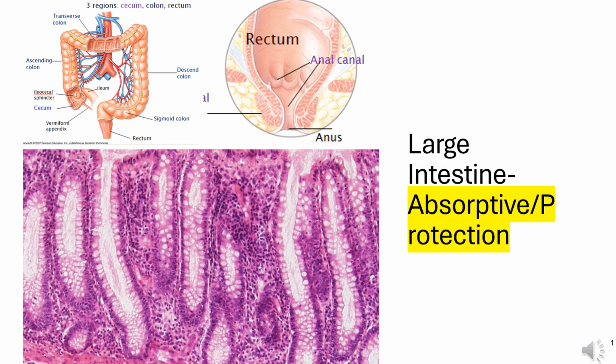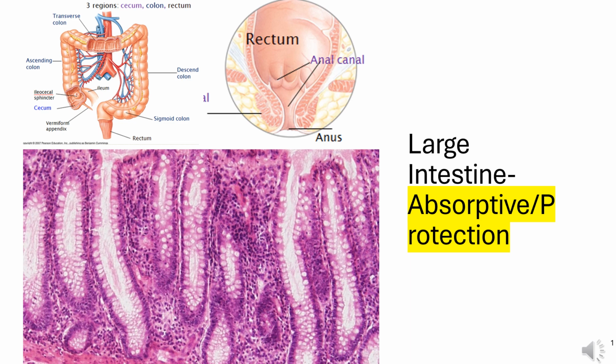So as we transition from the ileum, it travels to the cecum. The cecum is the transition point into our large intestine, which has more of an absorption and protection function. How it starts is from the cecum, and then it goes into the ascending colon, transverse colon, descending colon, and then down to the sigmoid and to the rectum.